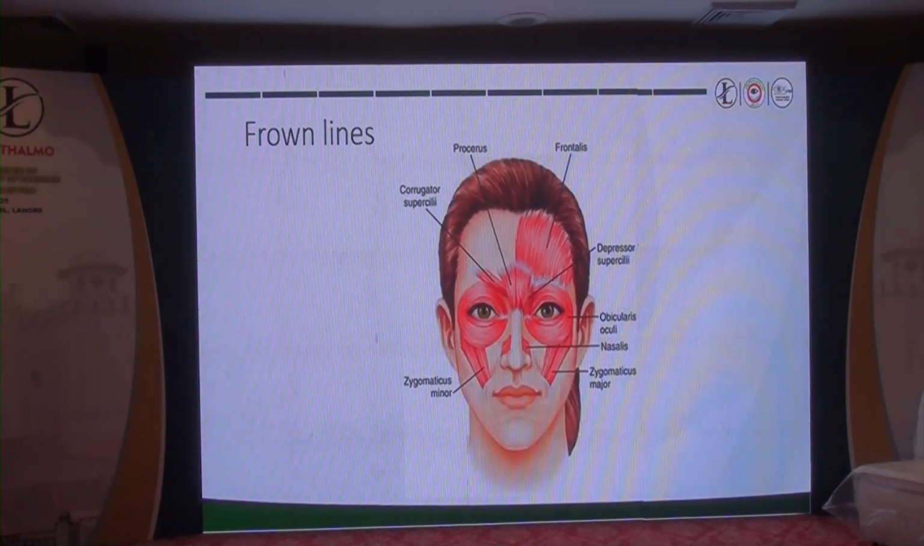For the frown lines, the two muscles mainly responsible are the corrugator supercilii and the procerus muscle. The corrugator supercilii starts from the upper medial orbital socket, goes upward, inserting on the skin of the eyebrows and the skin above the eyebrows, while the procerus is a triangular muscle originating from the nasal cartilage and nasal bone, fanning outward and upward, and inserting on the skin of the lower third of the forehead.